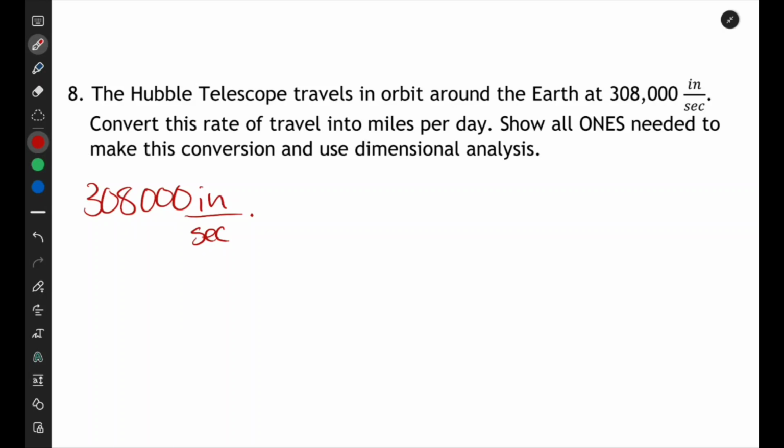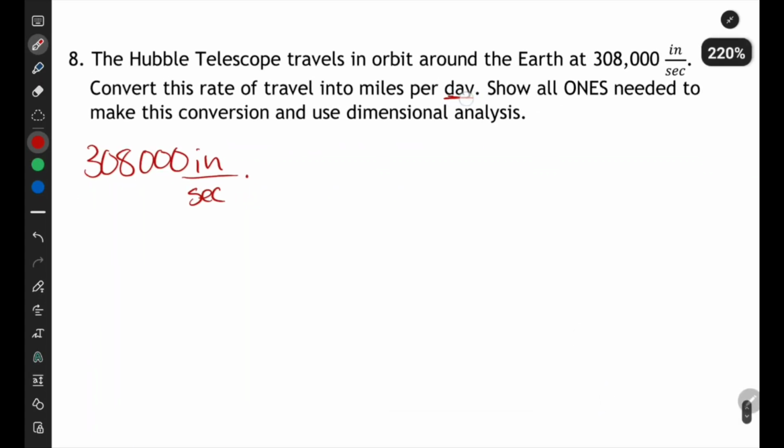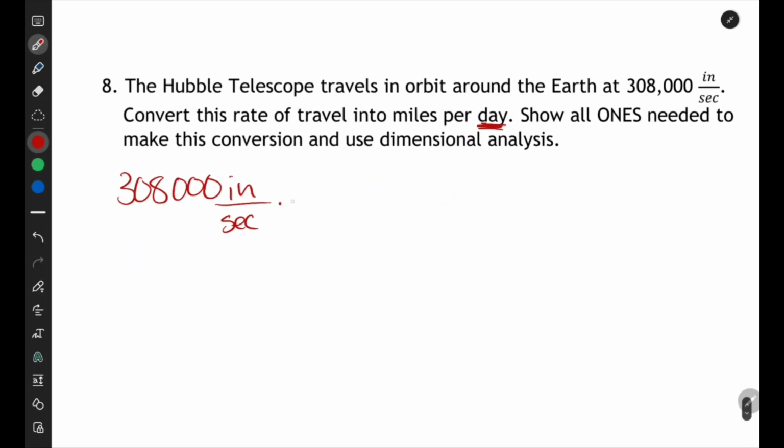I want to get my units into miles per day. So I need to turn seconds into days. To do that, I'm going to start with the fact that there are 60 seconds in 1 minute. That's equal to 1, right? Why can I multiply by that? Because 60 seconds is the same amount of time as 1 minute.